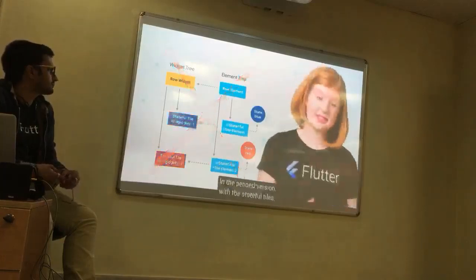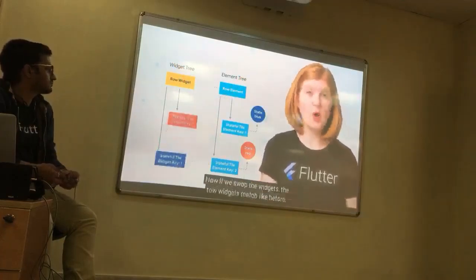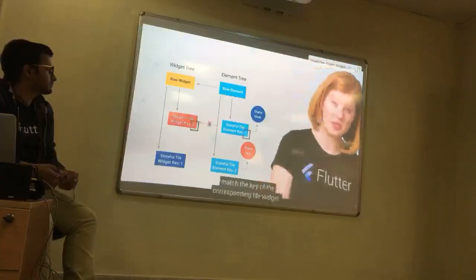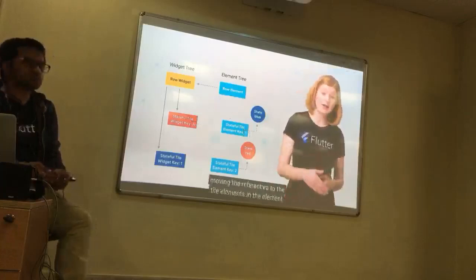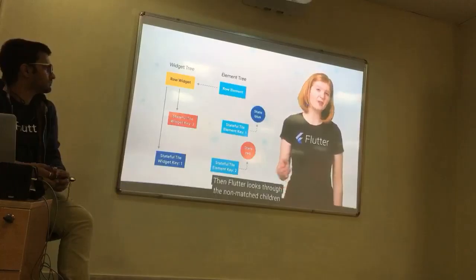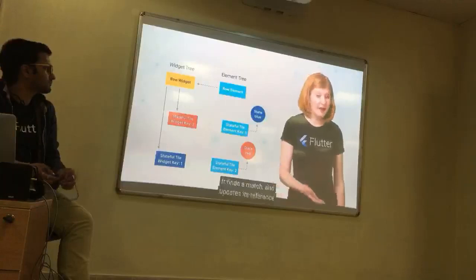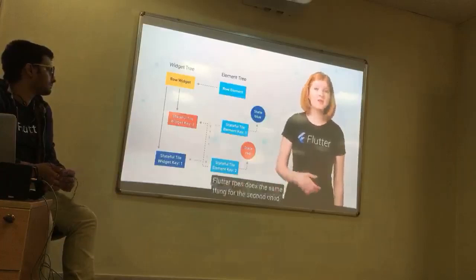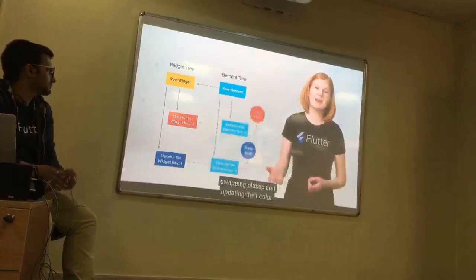In the second version with the stateful tiles, I added key properties to the widgets. Now if we swap the widgets, the row widgets match like before, but the key of the tile element doesn't match the key of the corresponding tile widget. So Flutter deactivates those elements, removing the references to the tile elements in the element tree, starting with the first one that doesn't match. Then Flutter looks through the non-matched children for an element with the corresponding key. It finds a match and updates its reference to the corresponding widget. Flutter then does the same thing for the second child. Now, Flutter will display what we expect, with the widgets swapping places and updating their color.